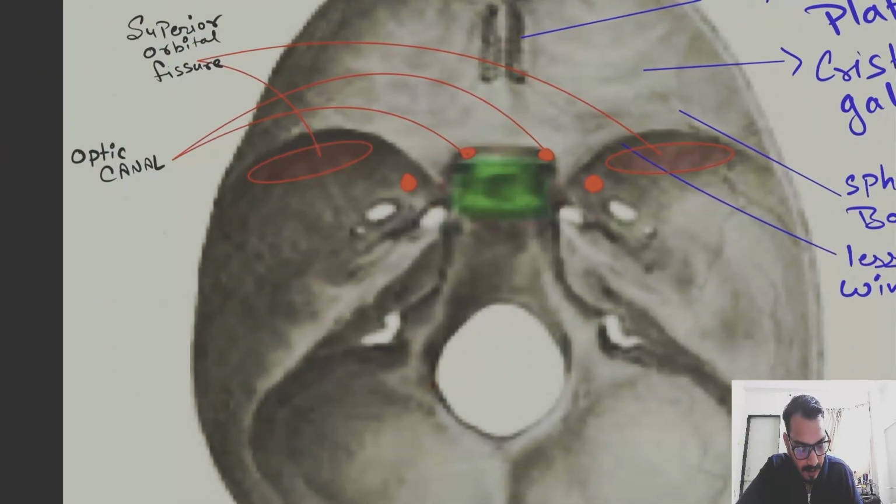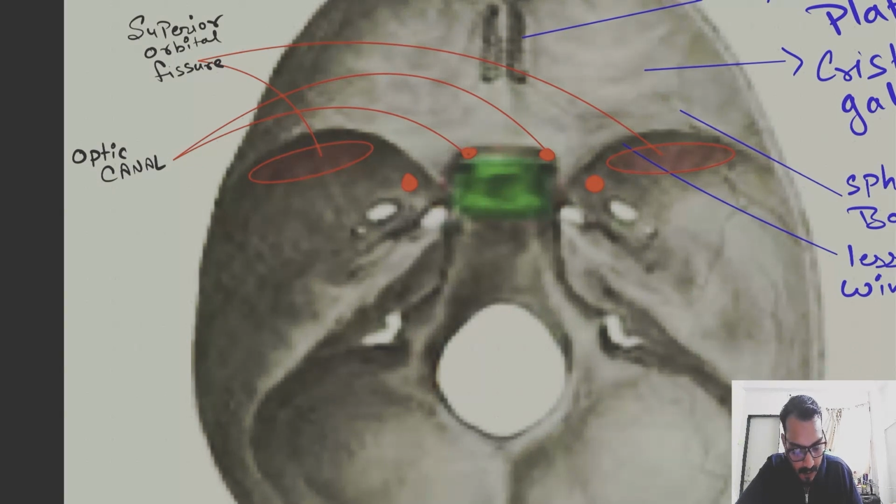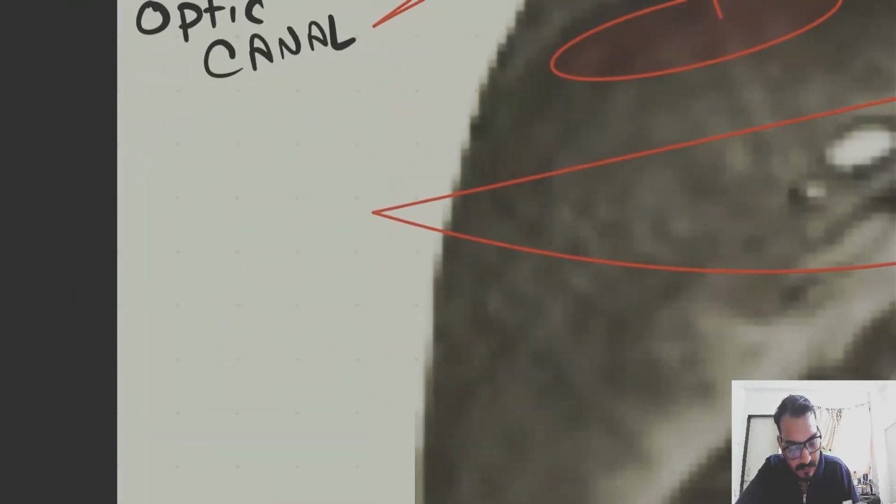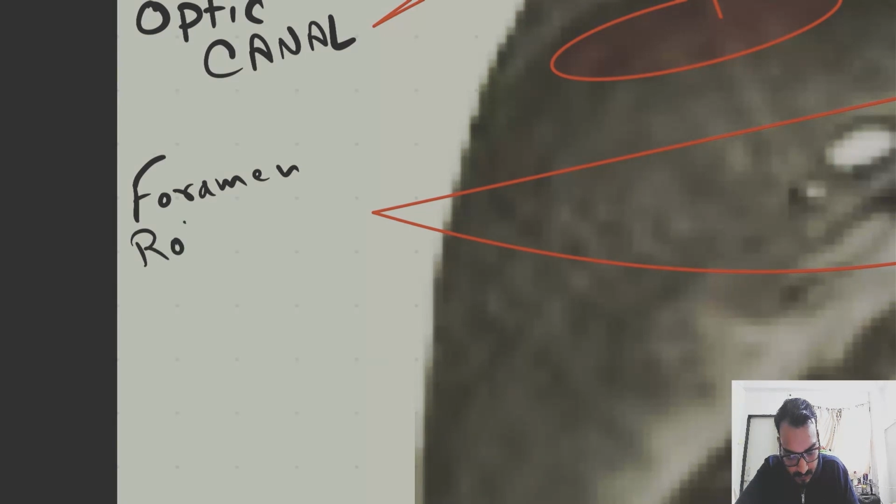Then, can you see this small hole, guys? I know the picture is blurred, but it's okay, let's just go with it. Okay, these two holes below are foramen rotundum.